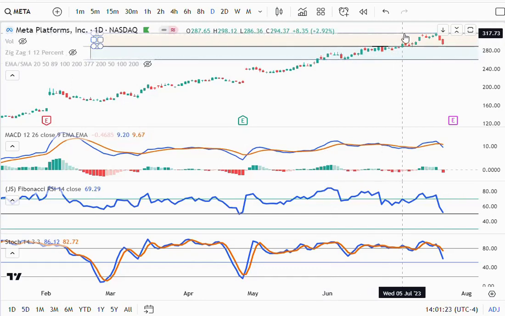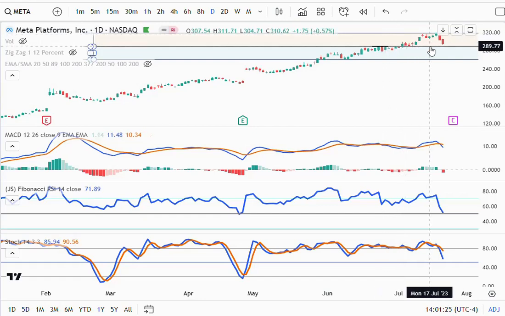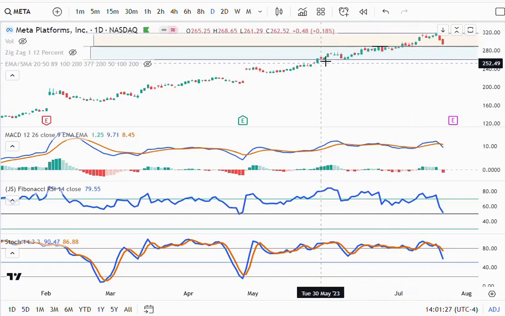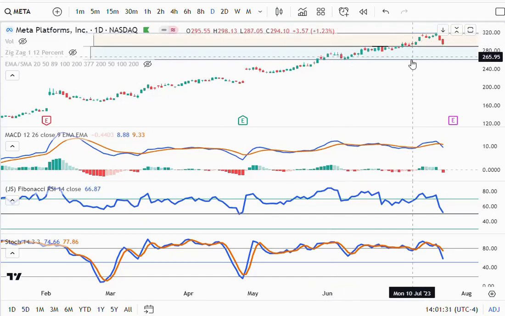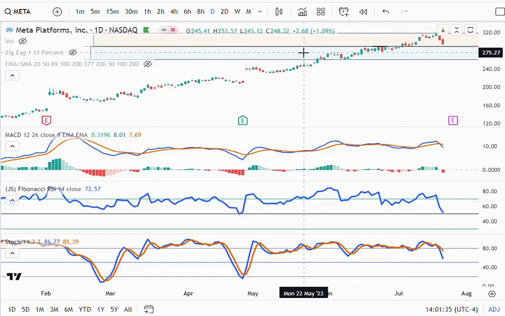Why 260? If you take this distance and double it, that's the 260. So that would be if there is a full measured move to the downside. But sometimes it doesn't happen. There's also some support around here, which is around 275.